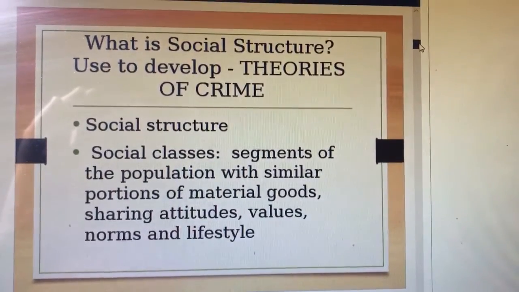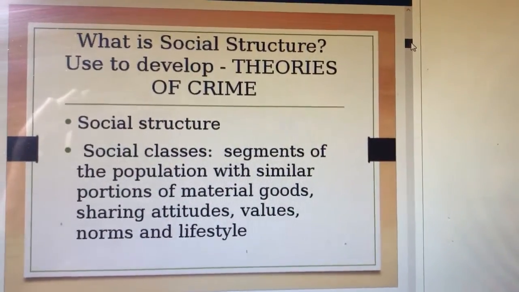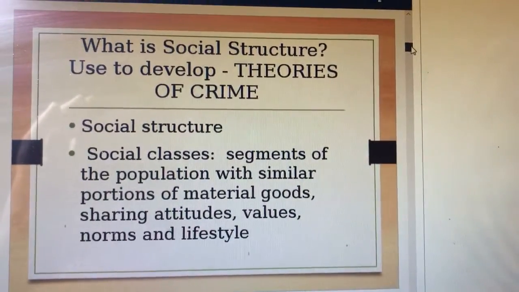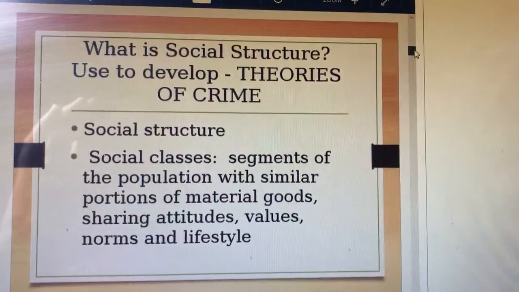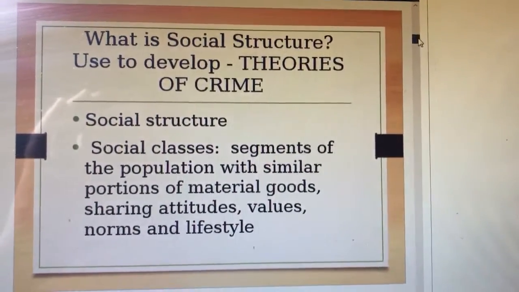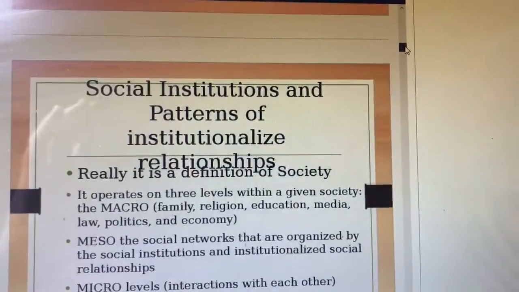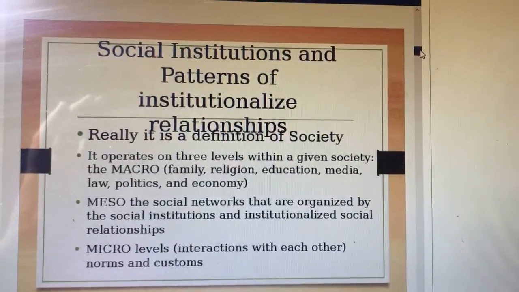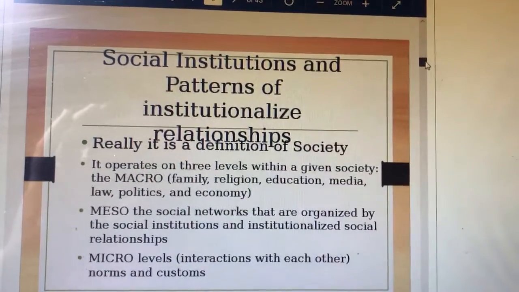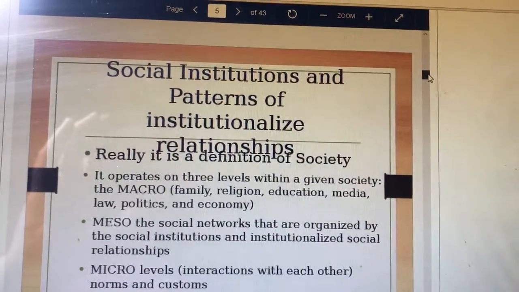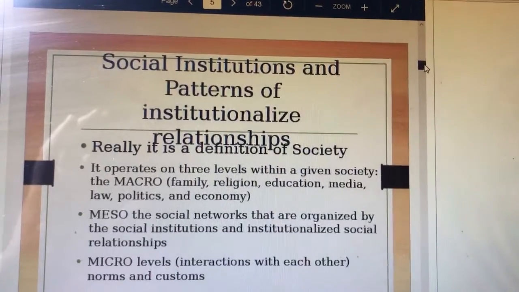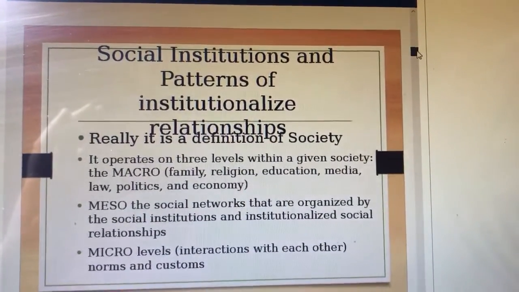Well, it's theories, and it basically talks about social classes. So society is social classes, people in the population that have the same kind of material goods, the same kind of attitudes, values, norms, and lifestyles. So the definition of society has 3 parts: macro, meso, and micro, just how we interact with each other, all the social institutions, and of course, the family, religion, and education, politics. Those kind of things all make up society.